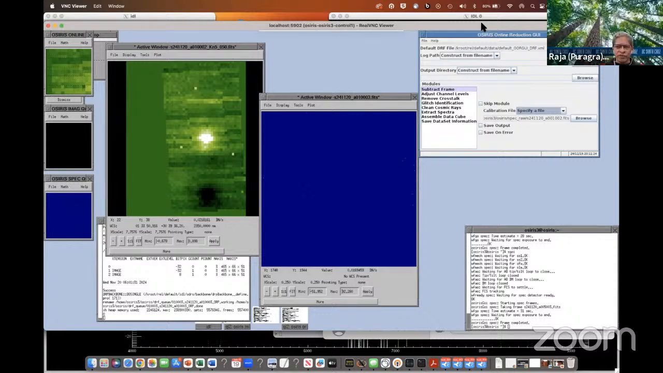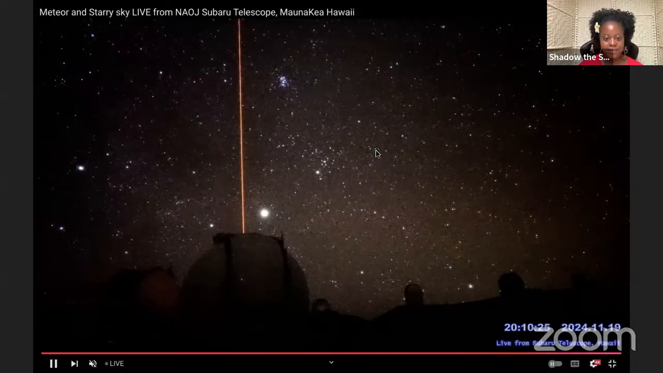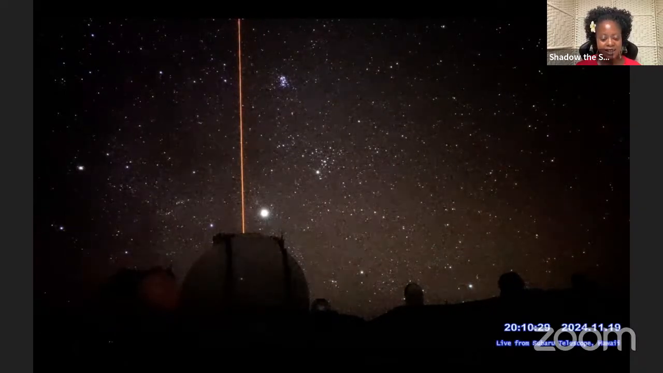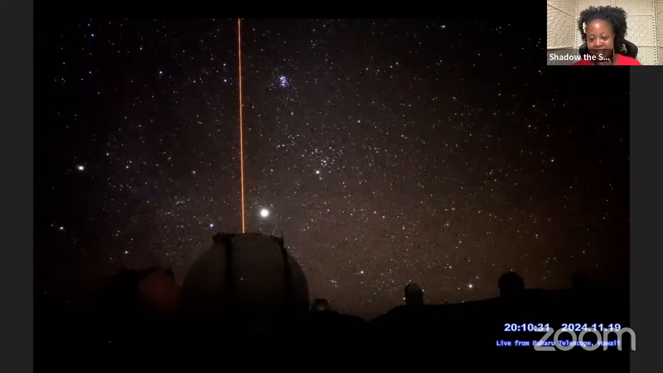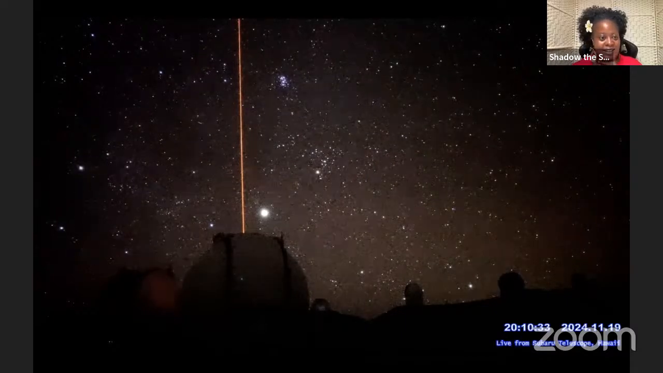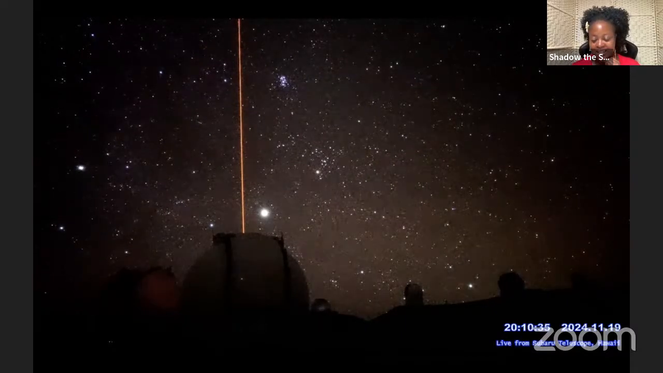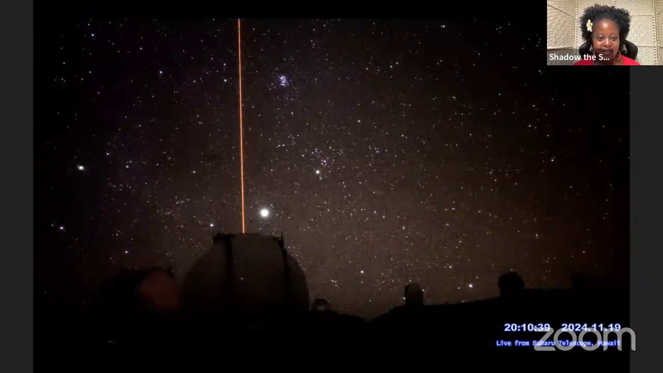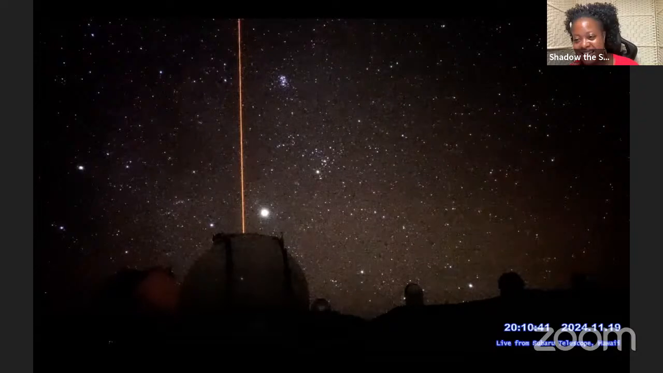Jamaica, should I stop my screen share so you can share your screen? Or how would you share it? Oh, there we go. Okay, you've got it. Okay, so now you can clearly see this live view. It's a stunning view of the laser in action.